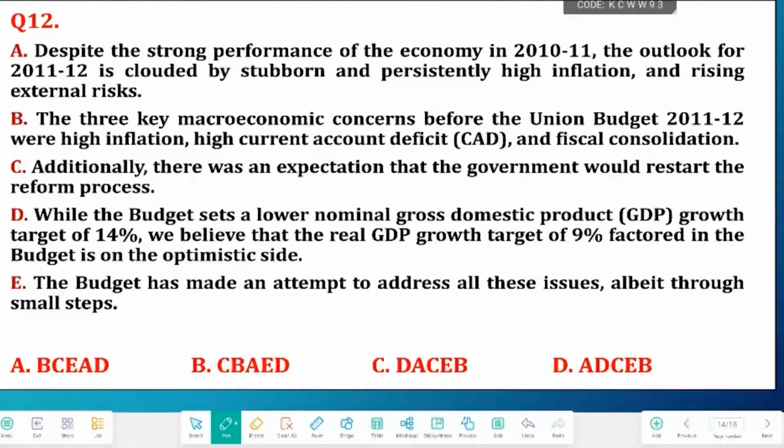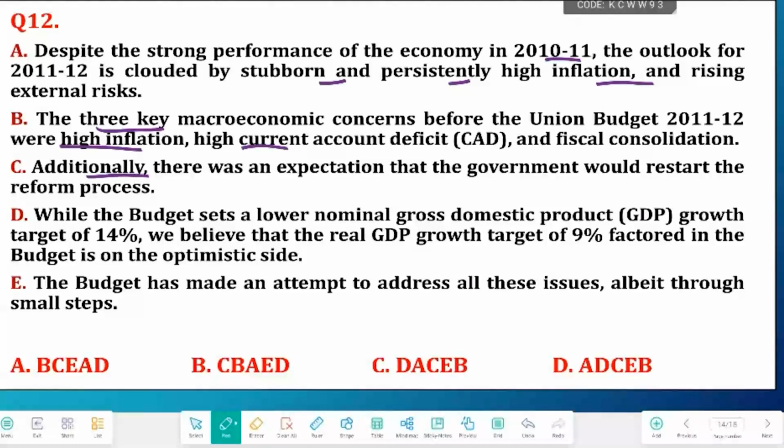Okay, so again, we have a 5 statement parajumble. I'll read all the statements once for you. Statement A: Despite the strong performance of the economy in 2010-11, the outlook for 2011-12 is clouded by stubborn and persistently high inflation and rising external risks. Statement B: The three key macroeconomic concerns before the Union Budget 2011-12 were high inflation, high current account deficit, and fiscal consolidation.